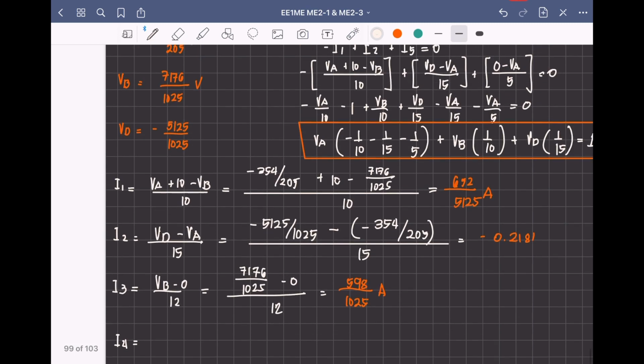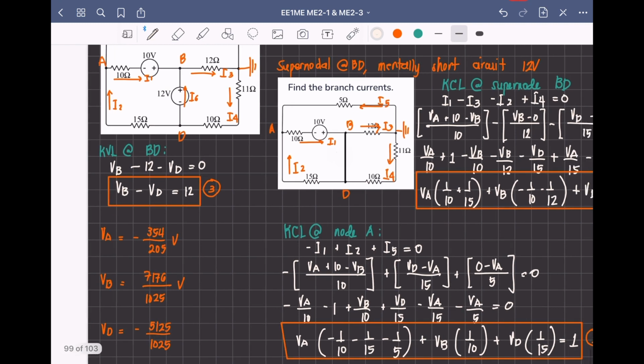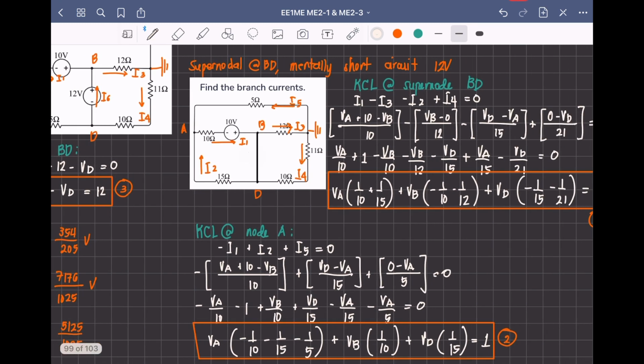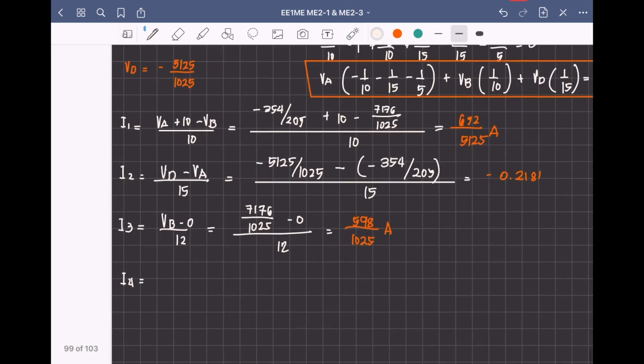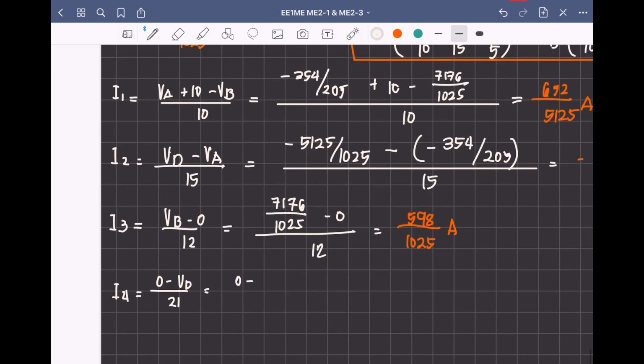Okay, next is we solve for I4. And that's in expression, alin yun? Okay, I4 natin is 0 minus VD all over 21. Diba? 0 minus VD all over 21. And that's equivalent to 0 minus, what is VD again? VD is negative 5125 all over 1025 all over 21 ohms. And that gives you a value which is equivalent to 0.2380. Unit, of course, amperes.